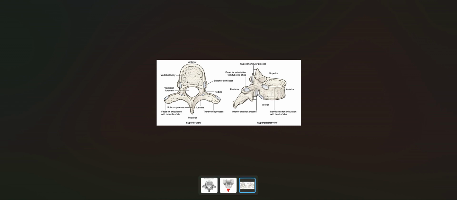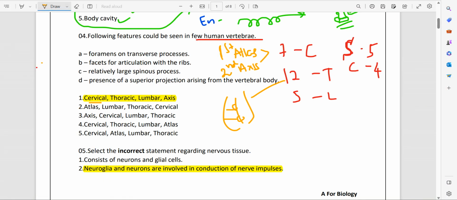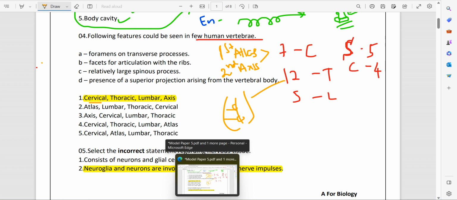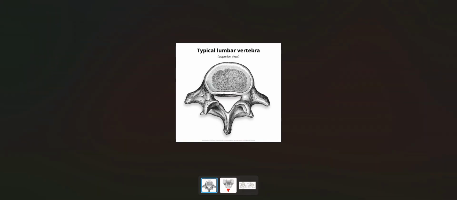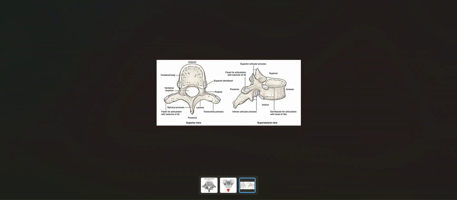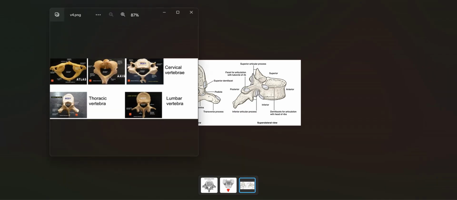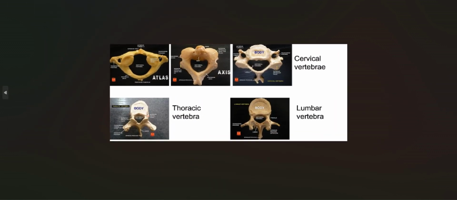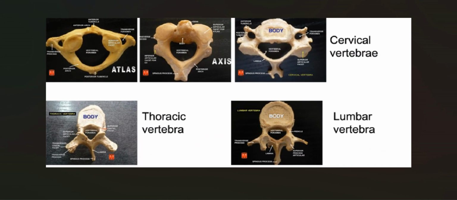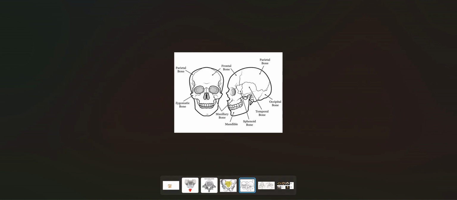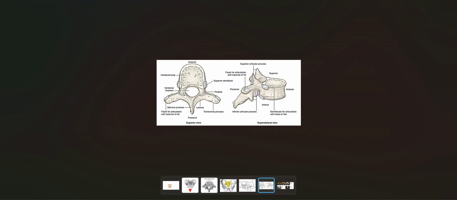So how can you get through this question? What can you do? How can you approach this question? I would suggest you start from the first and most reasonable point. If I was to do this question, I would start with B. In B, it says facets for articulation with the ribs. Ribs are connected together and form the thoracic cavity, so it should obviously be thoracic vertebrae.